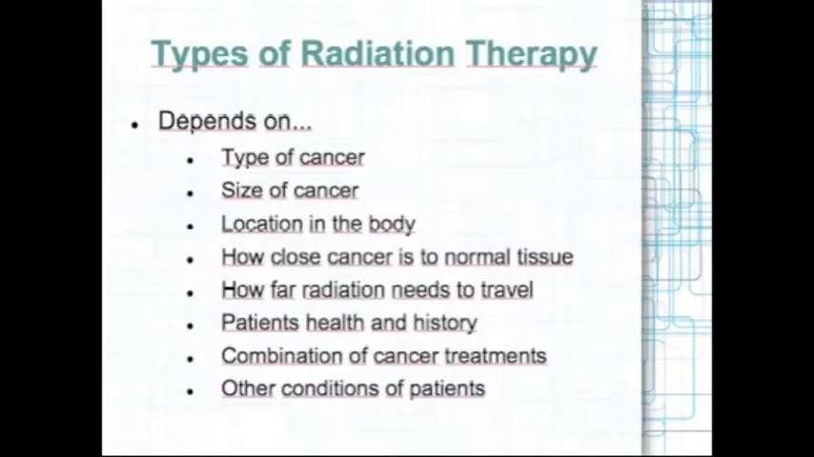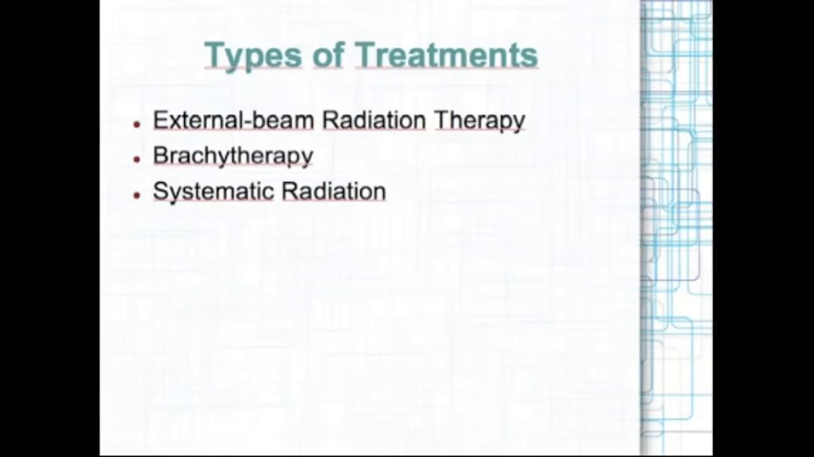The type of radiation used depends on many things: the type of cancer, size of cancer, location in the body, how close the cancer is to normal tissue, how far radiation needs to travel in the body, the patient's health and history, combination with other cancer treatments, and any other conditions that patients may have. There are 3 main types of treatments: external beam radiation therapy, brachytherapy, and systemic radiation.